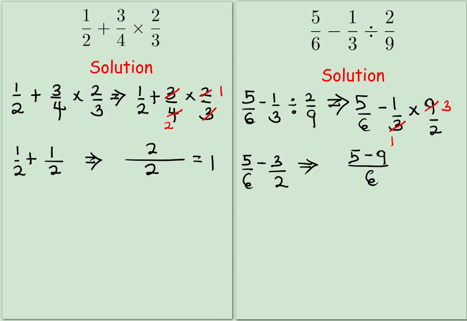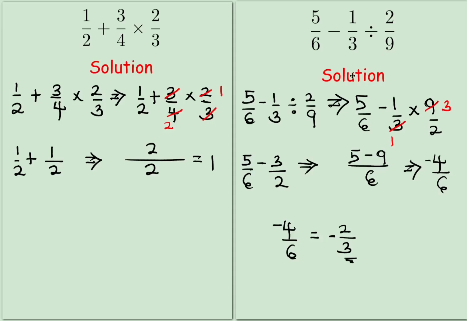Simplifying further, we are going to get 5 minus 9, which is a 4. So 4, that is negative 4. So negative 4 over 6. Negative 4 over 6 can be simplified further. That is 2 dividing 4 twice, and it divides 6 3 times, not forgetting our negative. So our final answer is negative 2 over 3.